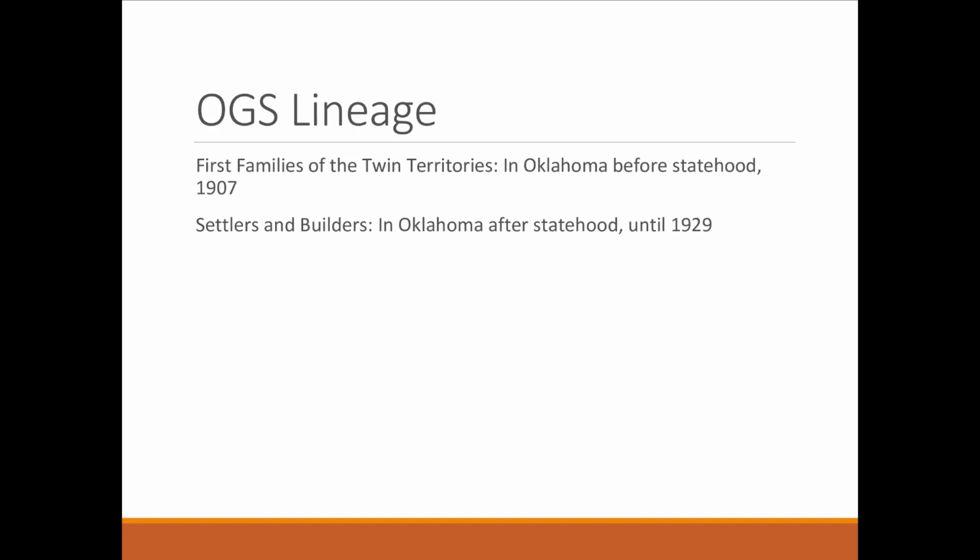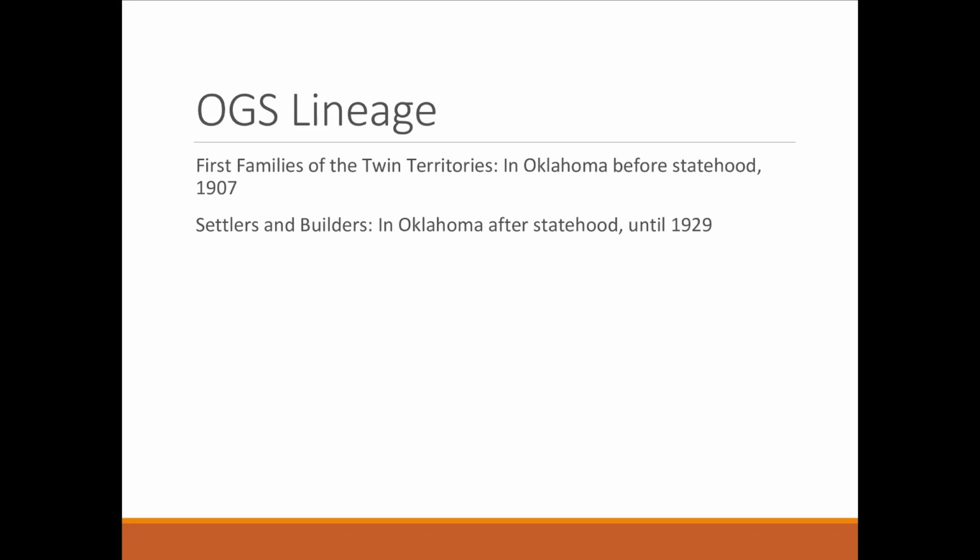So, in conclusion, I'm going to give an unpaid-for advertisement for the Oklahoma Genealogical Society, and they have 2 lineage groups. One is First Families of the Twin Territories, and you're eligible for this if you have an ancestor who was in Oklahoma before statehood in 1907. And of course, if you have someone in the 5 tribes or in the Western tribes, you qualify for that. You just have to provide the documentation and pay the small fee. And then there's Settlers and Builders, and this is in Oklahoma after statehood until 1929.